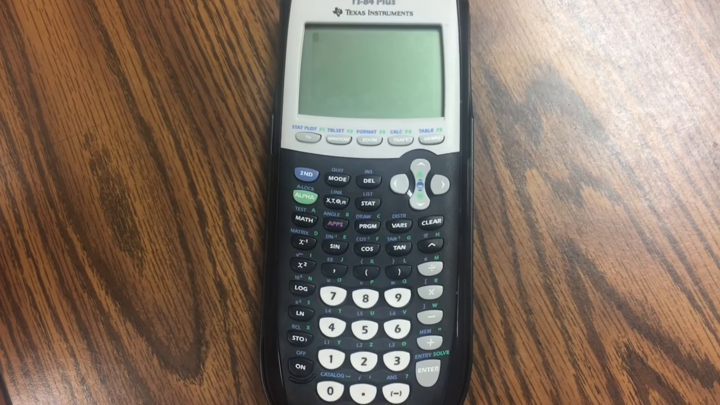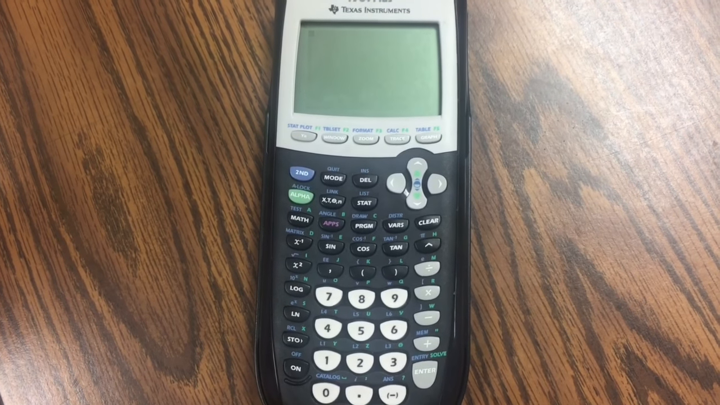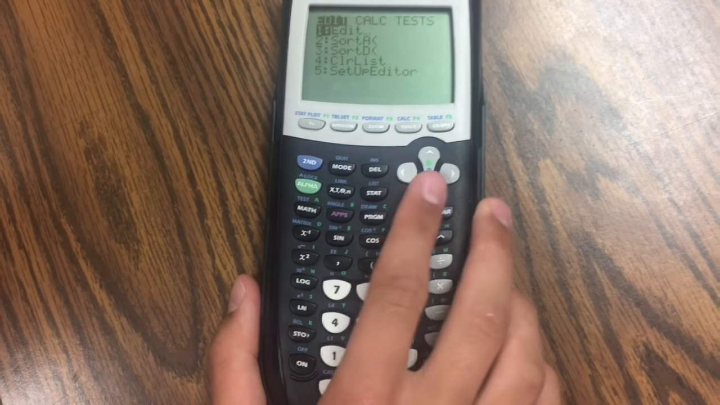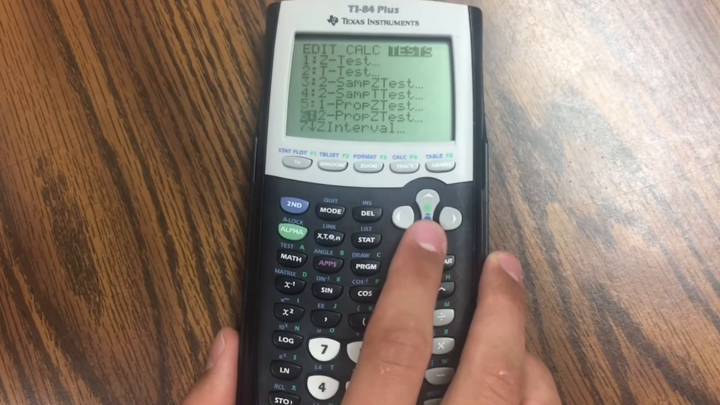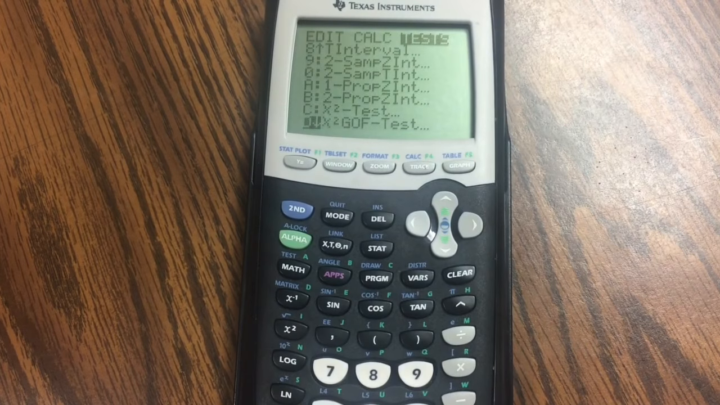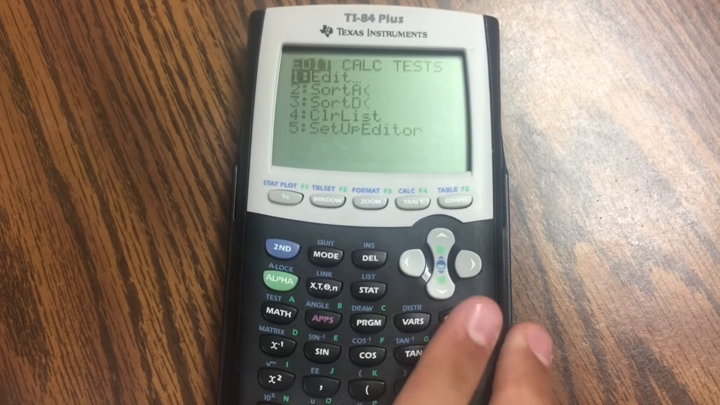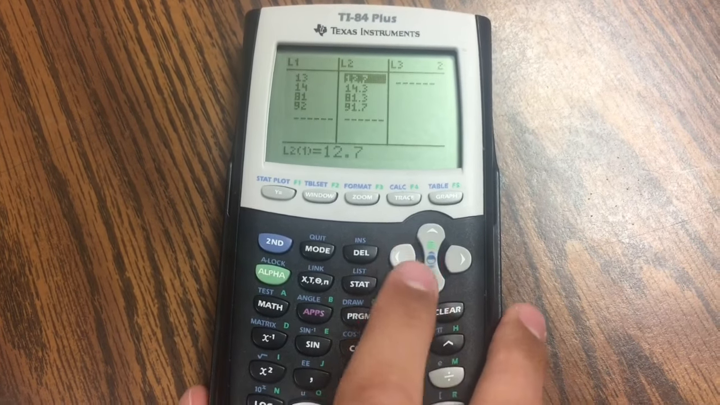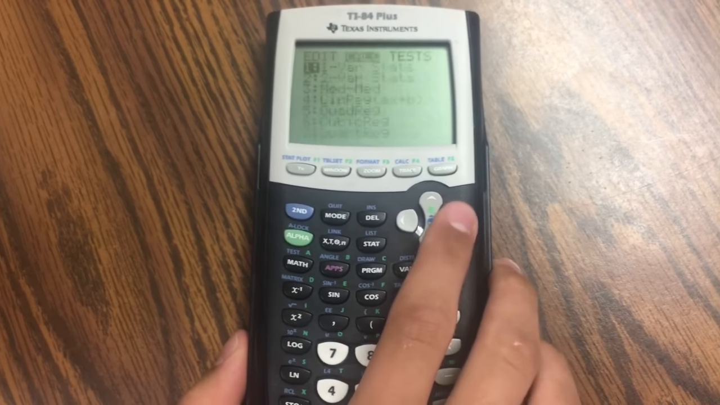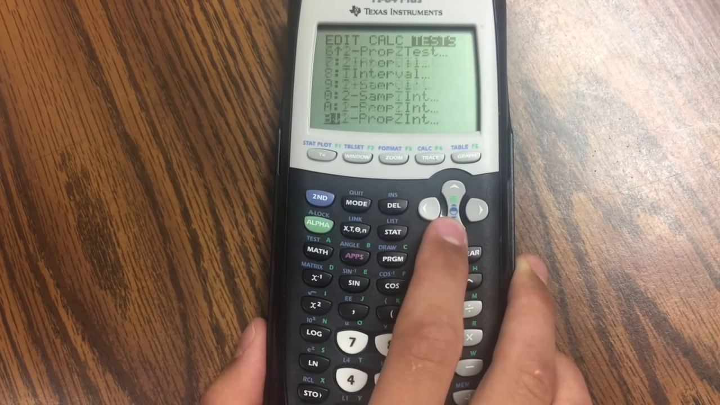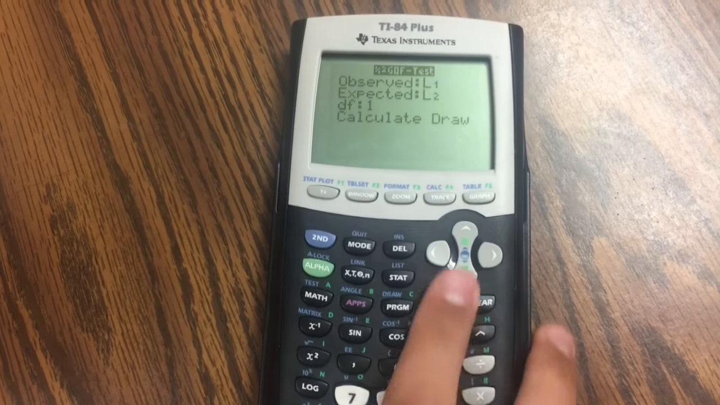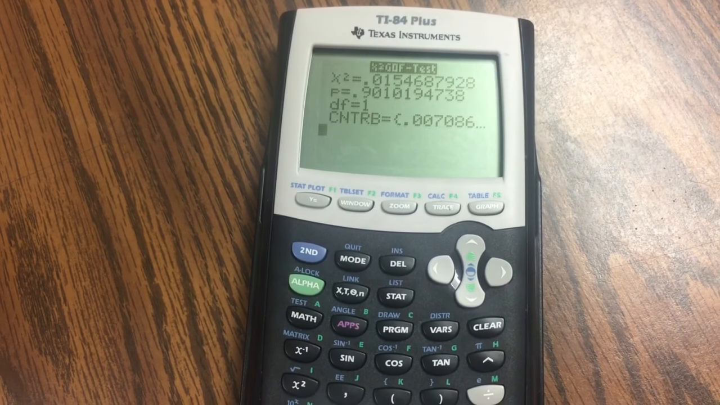Using a calculator to calculate the chi-square value is the fastest and easiest way. To do so, you would go to the Stat button on your calculator, go to Test, then go to chi-square goodness of fit test. Then enter in your observed and expected counts in List 1 and List 2. Once doing so, you'll enter in your degrees of freedom. We've determined that our chi-square value is 0.015.